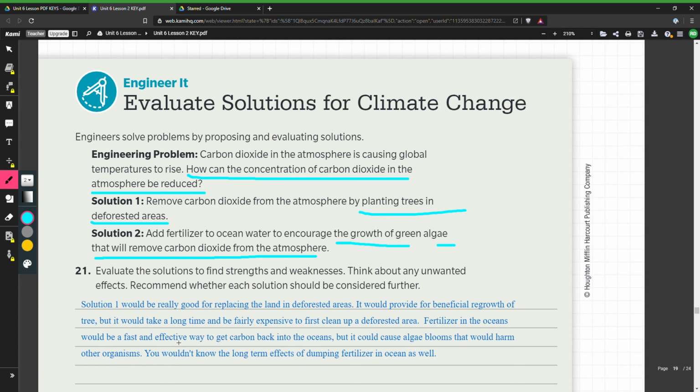Fertilizer in the ocean would be really fast, and it would be a great way to get the carbon back into the oceans really quickly. And you could do it a lot, but it could definitely cause algae blooms, like we've talked about before, and that could damage the other life in the ocean, which kind of defeats a lot of the purpose. And you wouldn't necessarily know the long-term effects of dumping fertilizer into the ocean. You're basically dumping chemicals into the ocean too. So there are drawbacks to both, but both could also be a solution. So that's just kind of evaluating what those are like.